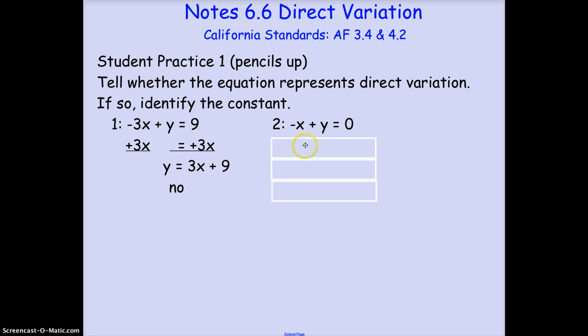Here I add x on both sides. And of course I don't need the 0 anymore, so just y equals x. And this one is a little tricky. Some of you might have said no because you thought there wasn't a k. But what number can I plug in here that would be the same thing as just saying I have an x? And of course that number is 1. So my answer is yes, and the k is 1.